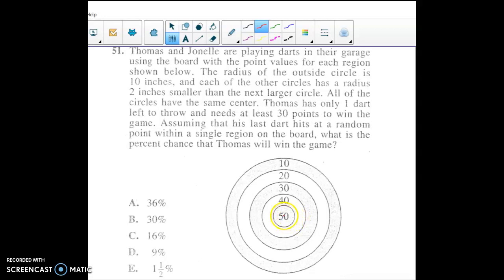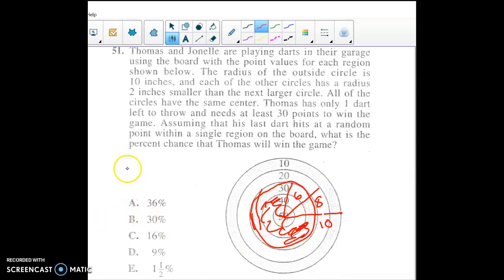Okay, so just interpreting this a little bit, the big radius here is 10, and then each one inside of there is 2 less, so this would be 8, not 88, sorry. And then one in from there would be 6, etc., etc. Okay, and so the deal is Thomas has to hit at least 30 points. So he's got to be, man, I can't draw this, but he's got to be inside of here. Right, so he's got to be somewhere in here in order to win on his last start.